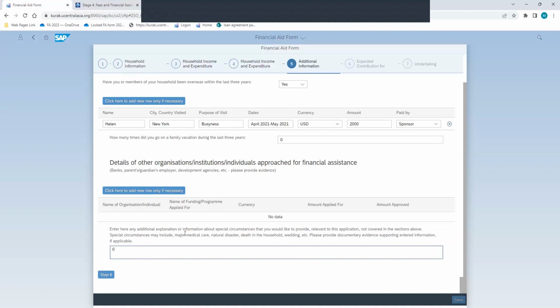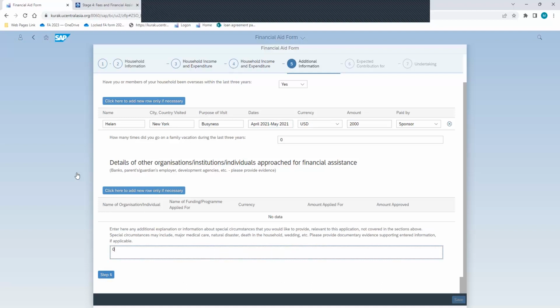Enter here any additional explanation or information about special circumstances. This might be your personal situation as well as your household member situation. It can be something relevant to this application, maybe not covered in the sections above. Suppose there are some other special circumstances that you have to share with us, and you find that it will surely affect your application, but there were no options above. So you can indicate all of them in text, and then you can submit step 6.